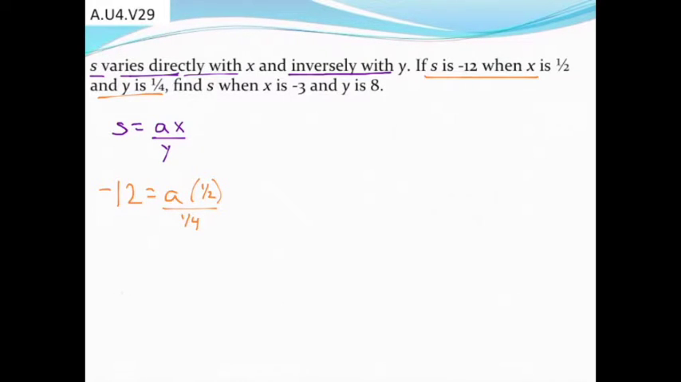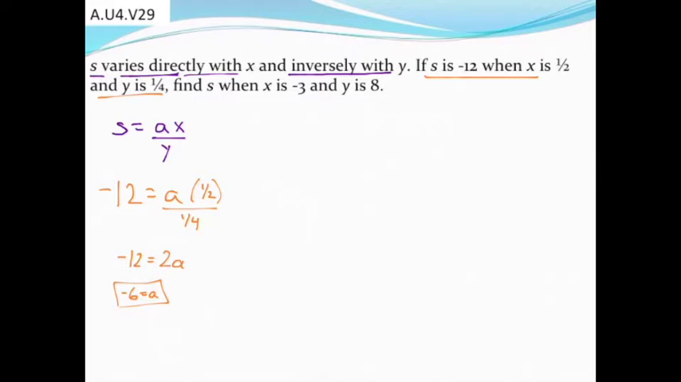When I do a half divided by a fourth, I find out that that's equal to 2. So I have -12 equals 2 times a. And then dividing both sides by 2, I find out that a must be equal to -6. So my constant of variation for this problem is a is equal to -6.